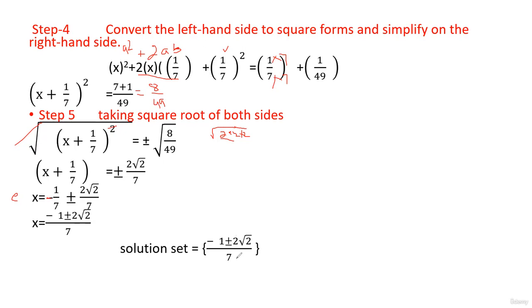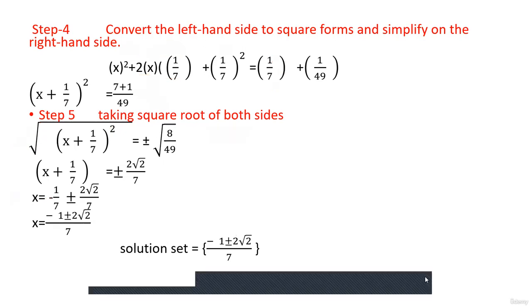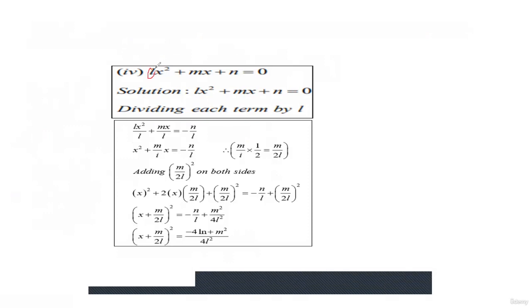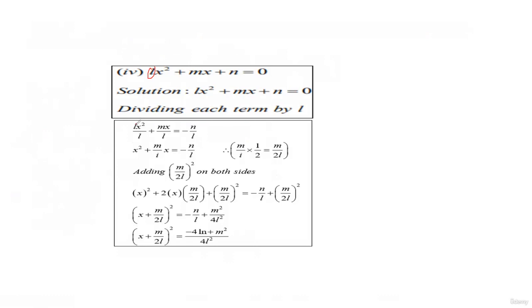And now take another example. Lx square plus mx plus n is equal to 0. Now the first step is to divide by the coefficient of x square. Now the x squared coefficient is L. Now dividing L into the whole equation, you have transferred n to the other side, dividing each term by L. Now we have performed both steps simultaneously, so you can do it.